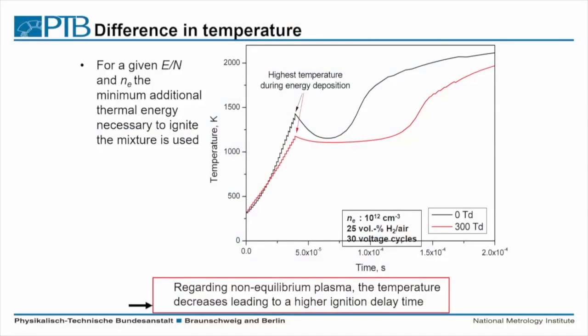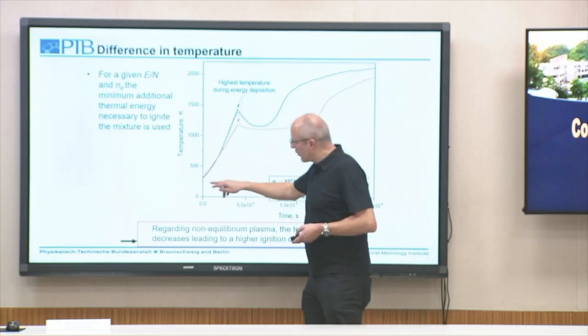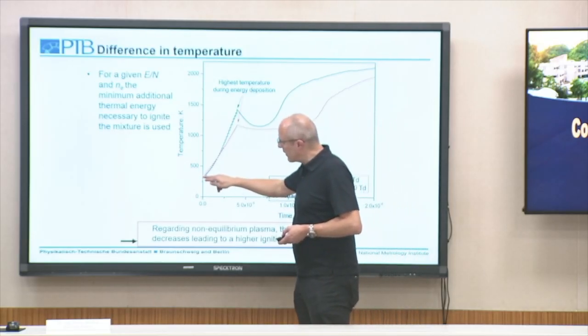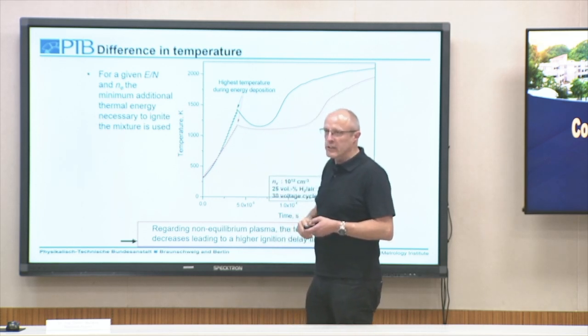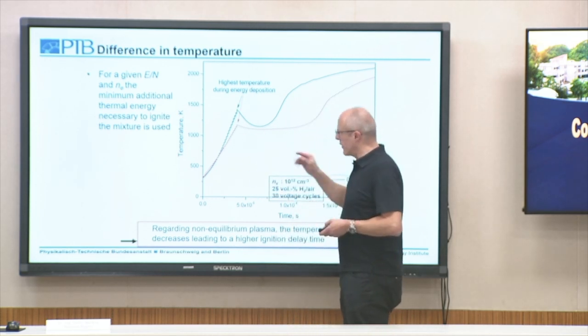So first of all, here you see the temperature for two different examples. As I said, during one discharge, there's only a small change in temperature. So most of the energy is deposited into these non-equilibrium plasma reactions. So during one short discharge of 100 nanoseconds, there's only a small rise in temperature, around 30 K per discharge in this example.